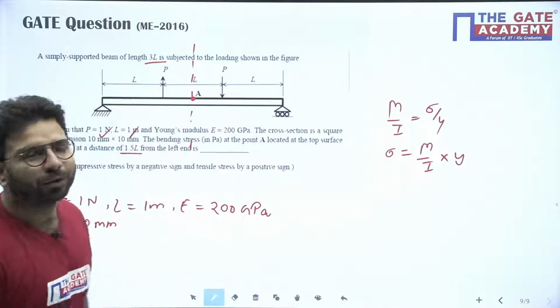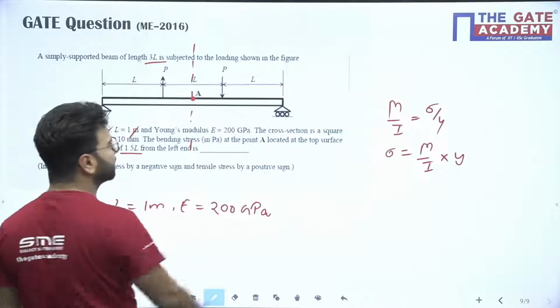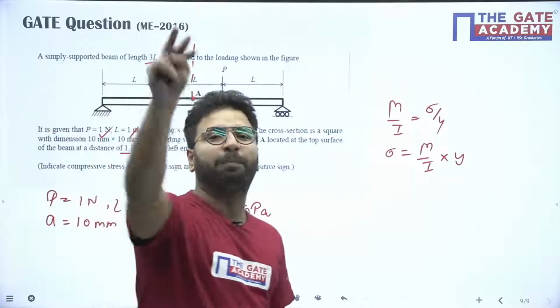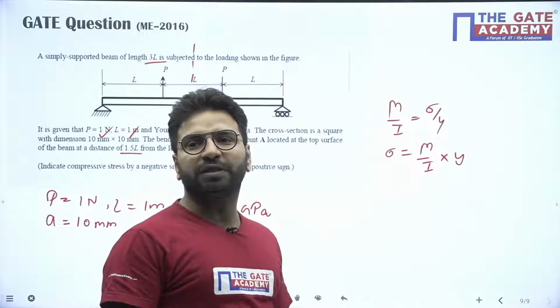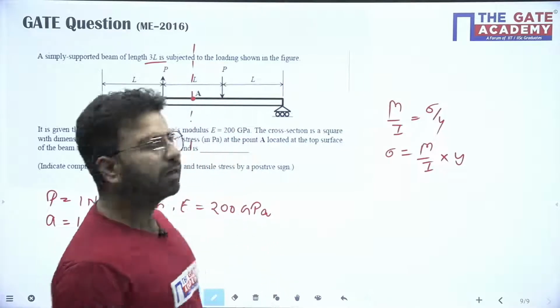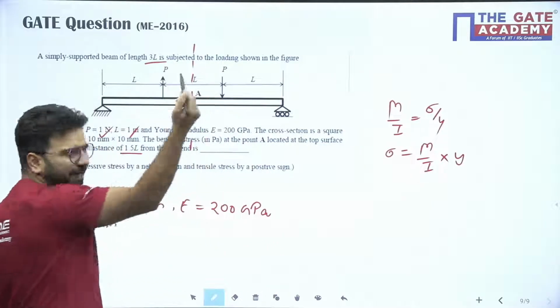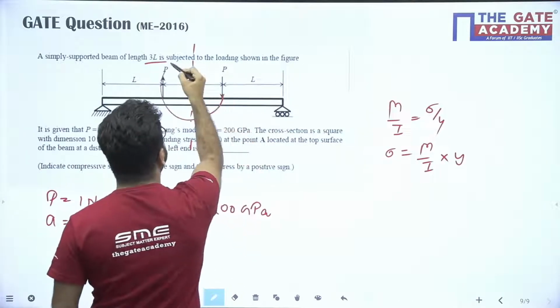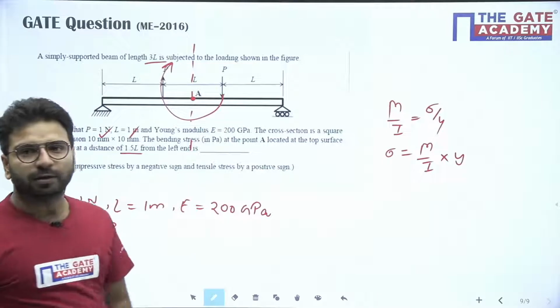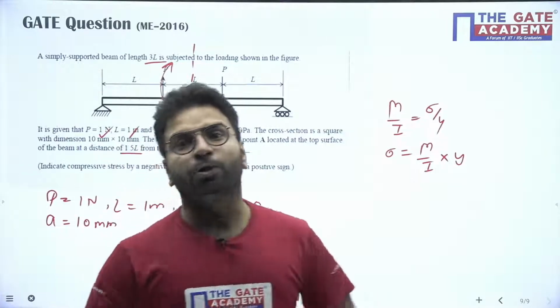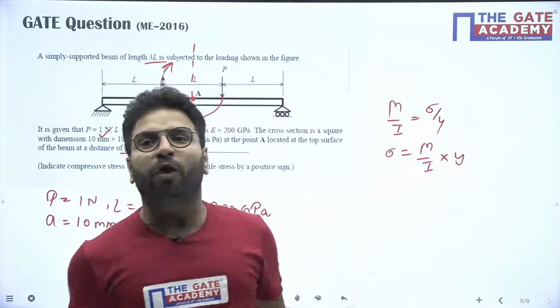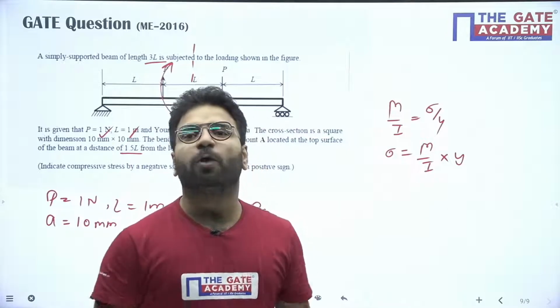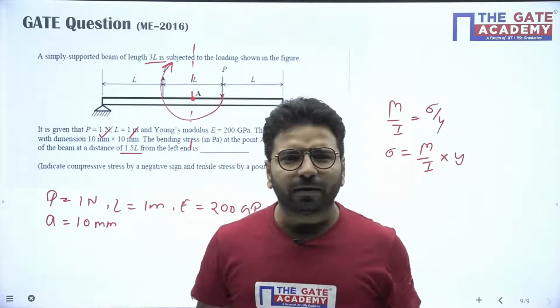कैसे लिख सकता हूं? देखो यार, these two forces are equal, opposite and parallel, right? It means they are forming a couple. You can see they are forming a clockwise couple. So definitely my reactions will form which couple? Anti-clockwise couple. Yes or no?